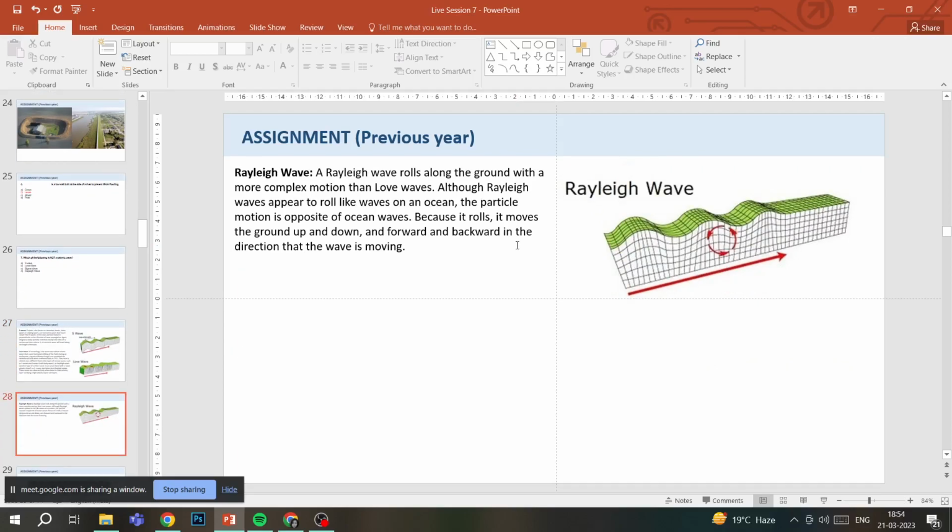Then Rayleigh wave. A Rayleigh wave rolls along the ground with a more complex motion than Love waves. Although Rayleigh waves appear to roll like waves on an ocean, the particle motion is opposite of ocean waves. Because it rolls, it moves the ground up and down and forward and backward in the direction that the wave is moving. It looks like a ripple. Not only does it go up and down, this up and down motion is like a rolling motion. So that's why it's also called a roll wave, or a Rayleigh wave.